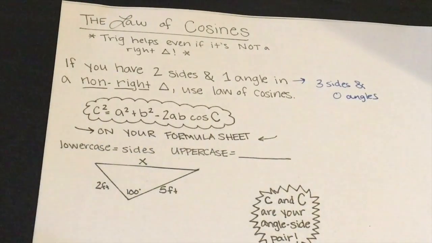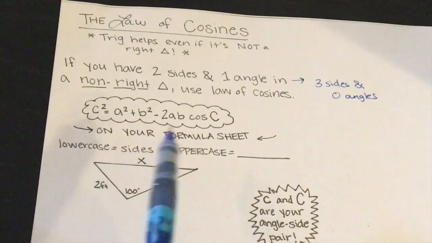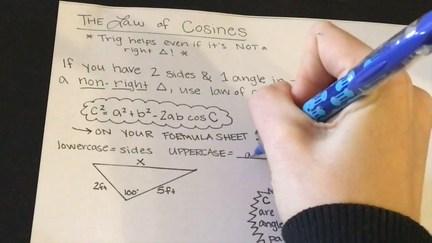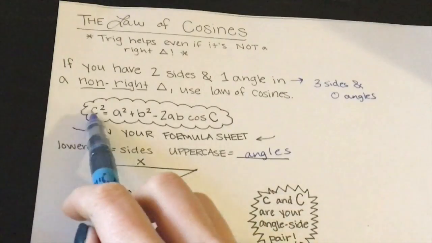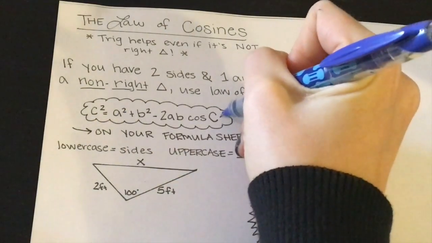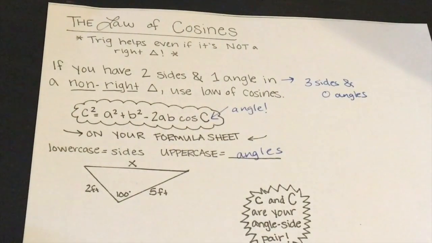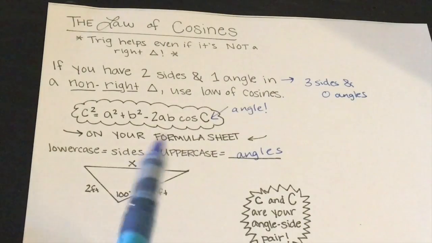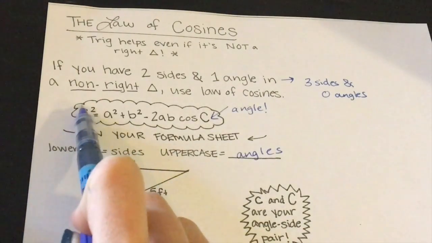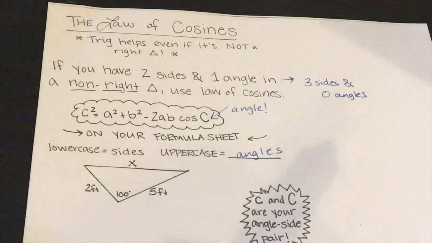This crazy looking formula is what we call the law of cosines, and it is on your formula sheet, so don't worry about it too much. Just like that area formula, remember that the lowercase values are sides and the uppercase are angles. So this is a side, a side, a side, a side, a side, and an angle. That one is an angle. Everything else is a side. So keeping that in mind, this side right here is the one that's opposite your angle. These sides are not opposite your given angle.